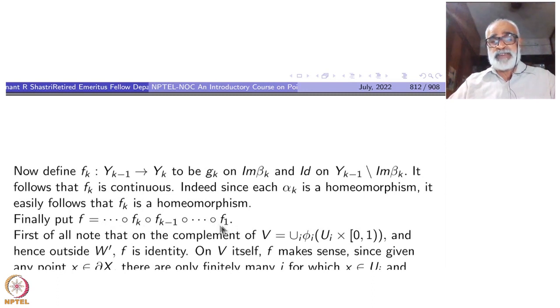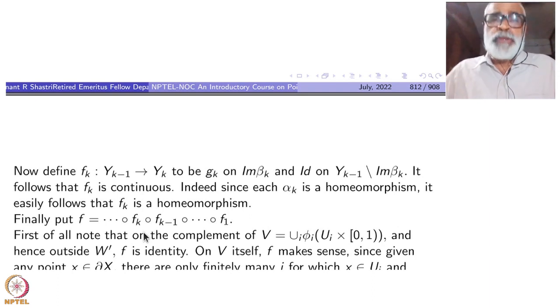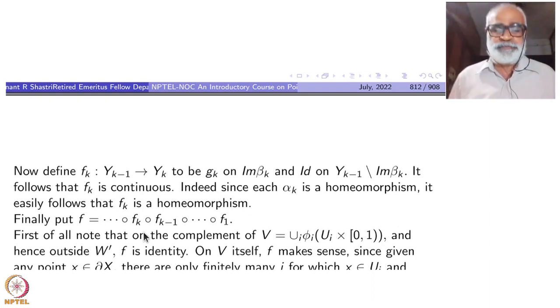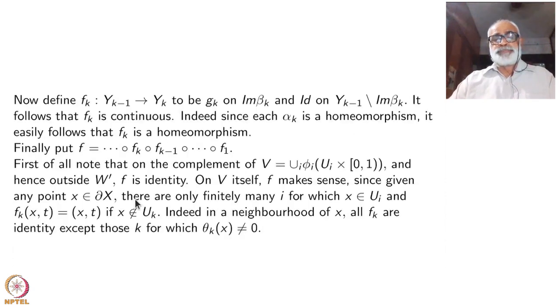So this makes sense, because at each point only finitely many functions are not identity. After that it's identity. So this is like an infinite product where you take most of them equal to 1, similar to an infinite product of real numbers. Note that on the complement of V, which is the union of phi_i of U_i cross [0,1], and therefore outside W prime, F is identity.